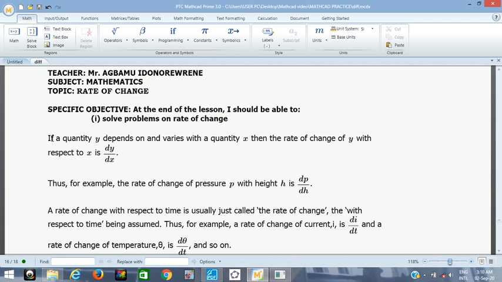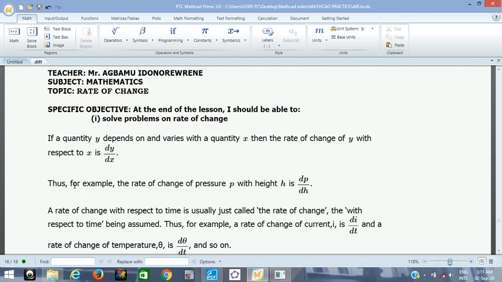For example, look at what I have here. If a quantity y depends on and varies with a quantity x, then the rate of change of y with respect to x is dy dx. So normally everything we do in differentiation, which is usually dy dx, is always talking about the rate of change of y with respect to x. So how is y changing when x is changing?